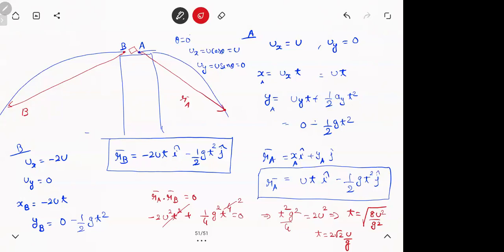This is the second part actually. Find the time when the position vectors are perpendicular. So for A, find the x coordinate, y coordinate. For B, find the x coordinate, y coordinate. Vertical velocities are 0. Horizontally, A is going right side, so plus u. B is going left side, so minus 2u. Have a look at this. Ask me if there's any particular confusion here.